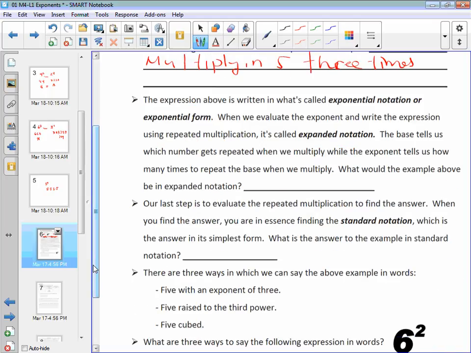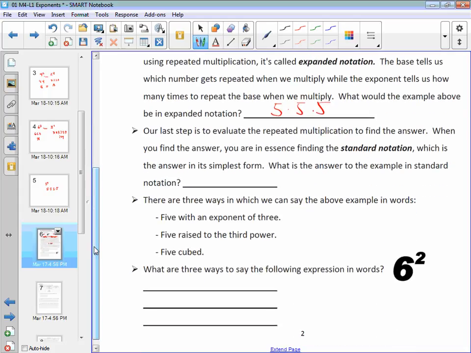Olivia, what do we have here? 5 times 5 times 5. Okay, real quick, raise your hand. What form is that? John, starts with an E. Expanded form is correct. Okay, so then when you evaluate it, what do you get, Franco? And what form is this? Standard form is correct. Good so far, everybody?